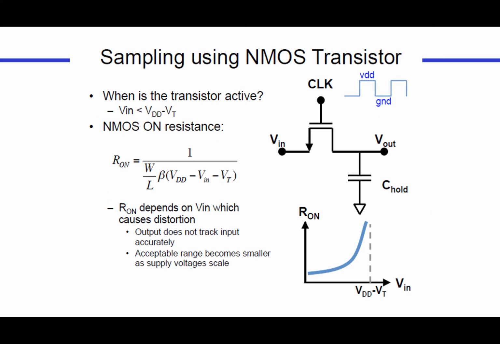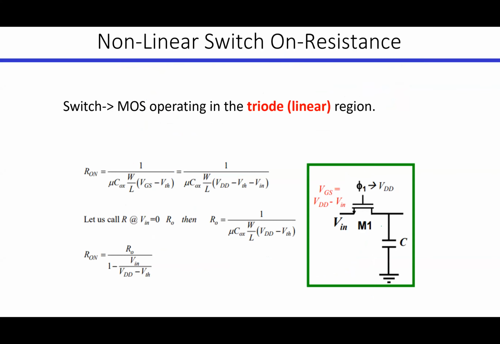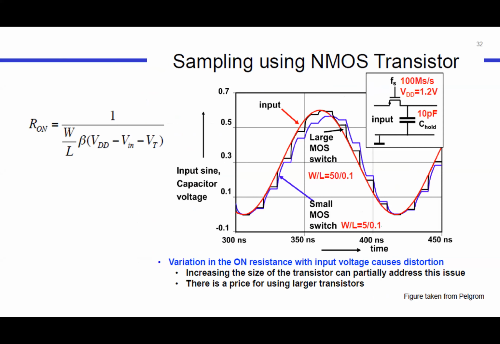Okay, now let's continue on this. Basically, we have discussed that the resistor is not a linear function of the V input. And therefore, when your V input becomes very near to VDD minus V threshold, your R-on suddenly shoots up very high. And this nonlinear behavior causes a distortion for your output.